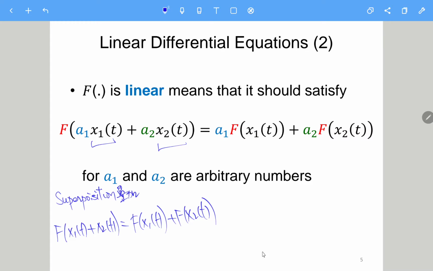And the other one is the so-called multiplication or scaling. Multiplication means that if x1 is an input function, then we can multiply it by an arbitrary constant, an arbitrary number, and then we can move this constant out of the function. Then it is still correct. It feels quite trivial, but actually in the real world, it's not always the same.